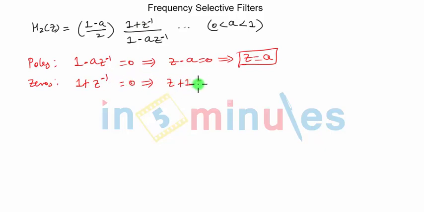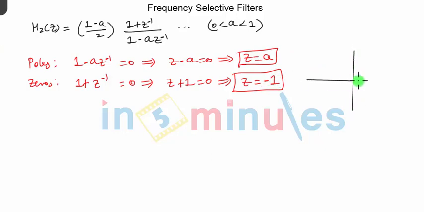Let's quickly verify whether it's a low pass filter. For that I will need H2(omega). Now how do we obtain H2(omega)? By replacing z with e raised to j omega. So 1 plus z inverse becomes 1 plus e raised to minus j omega, over 1 minus a e raised to minus j omega. You should always evaluate it for a few values of omega.